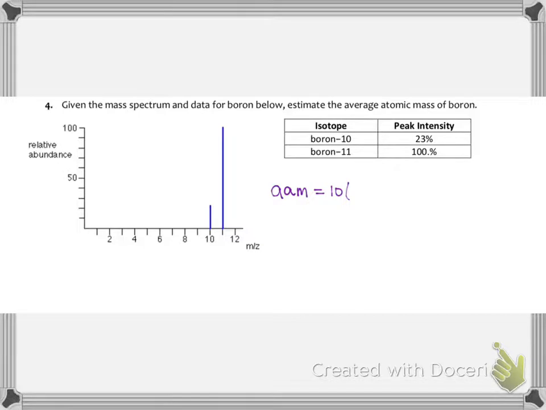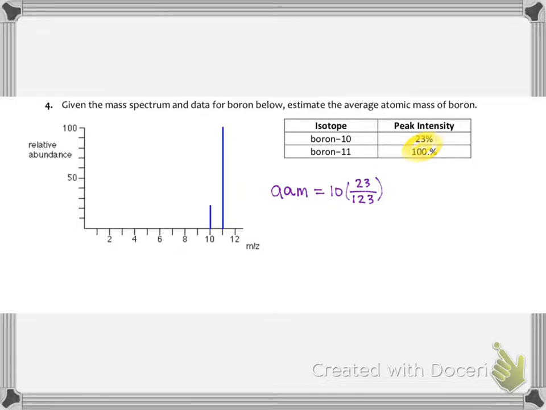You take the mass of the first isotope times its percent abundance. Normally, it'd be like, oh, it's 23%, so we're going to multiply by 0.23. But you can't, because it's not actually out of 100. You can't take 23 divided by 100. Instead, you're going to take 23 and divide by 123, because that's the combined total of all the percentages.